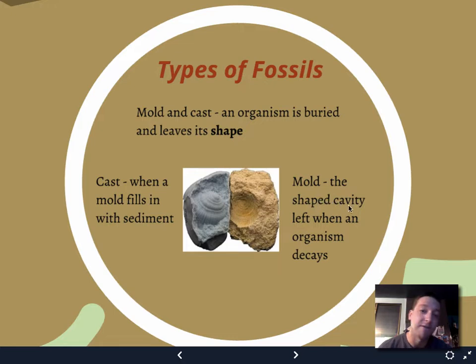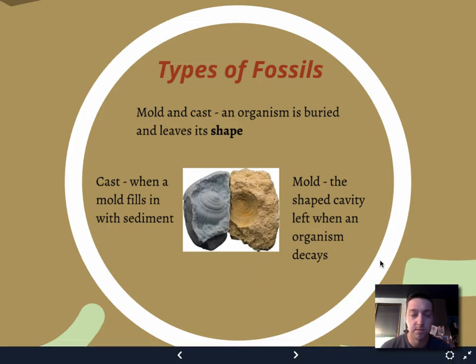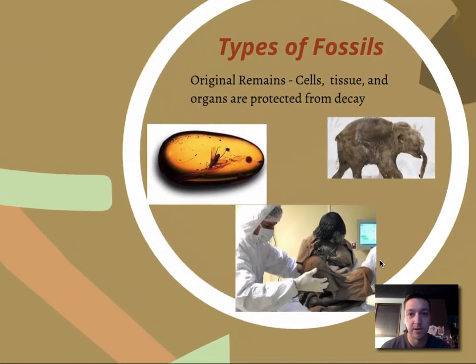The shaped cavity or hole left when an organism decays. But then there's also a cast. If you have an empty shape, it can get filled in with sediment, and we call that a cast. Mold and cast is also a term used in sculpture, when you make a shape and then you want to copy that shape over and over. Mold and cast. Still in sediment.